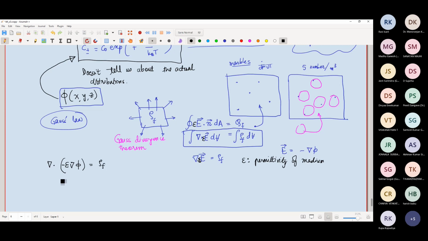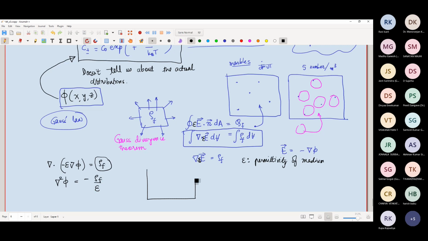So finally, what does this expression yield? We need to find now an expression for the charge density in the domain. So if epsilon is constant, we get epsilon times minus, or let us take this minus sign on the right hand side. So we have the Laplacian of phi is equal to minus rho f upon epsilon.